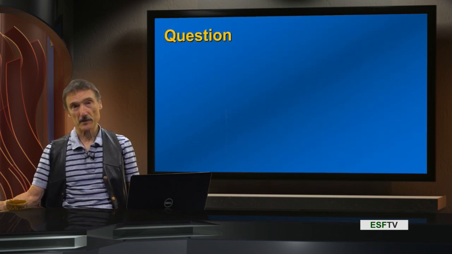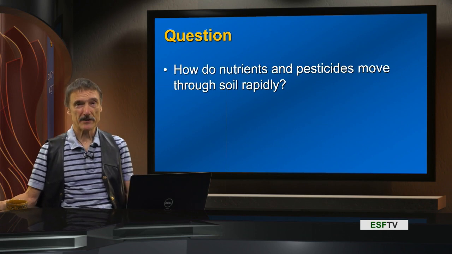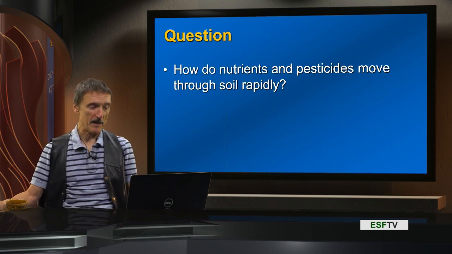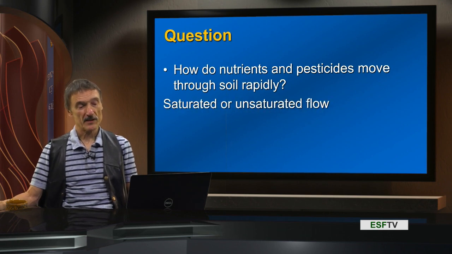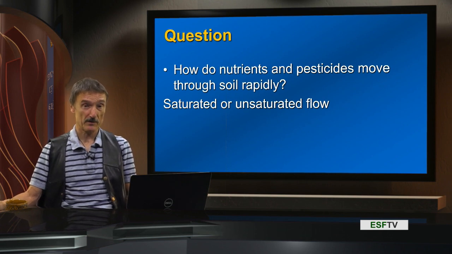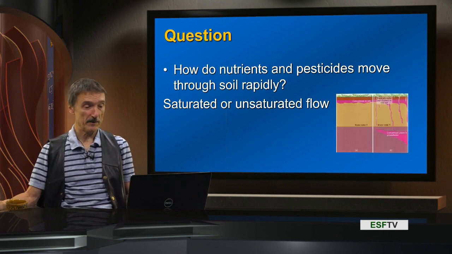So that brings me to a question. How do nutrients and pesticides move through the soil rapidly? Saturated or unsaturated flow? Which one? And again, we're picking up where we left off from last lecture, last week. Okay? They move rapidly through saturated flow, right?